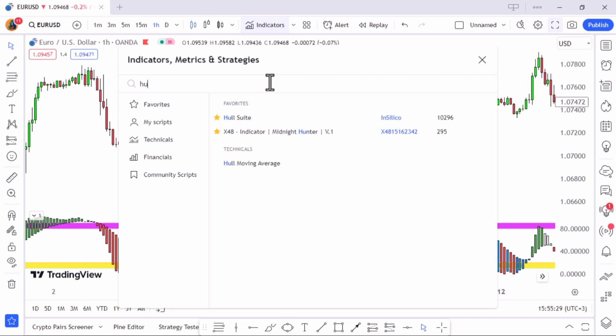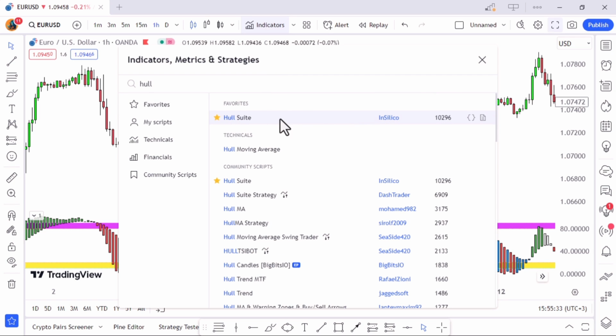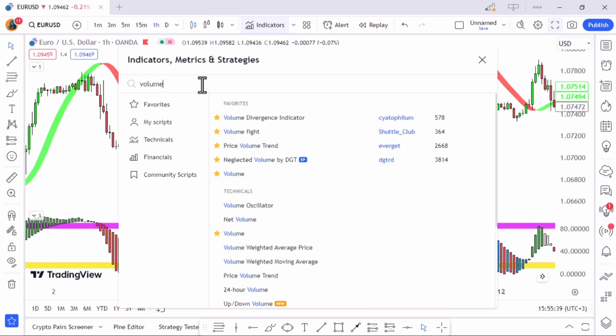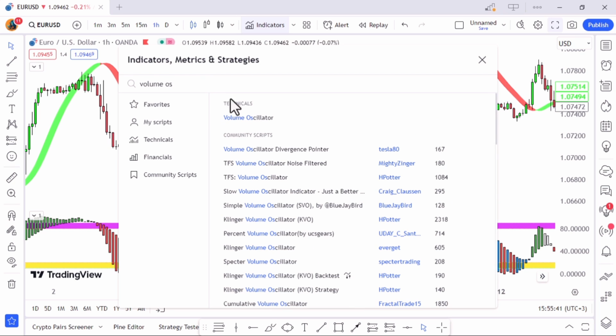Navigate to the indicator search tab and search for whole suite. Select the indicator made by Insilico and add it to the chart. The next indicator we'll be adding to the chart is the volume oscillator. Search for the volume oscillator indicator and select the indicator made by TradingView.